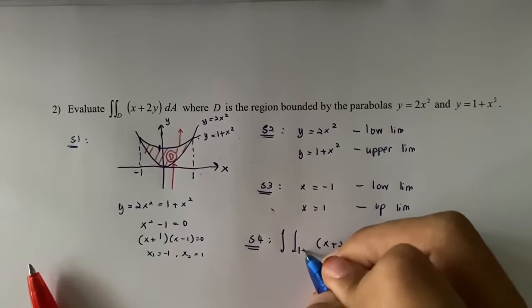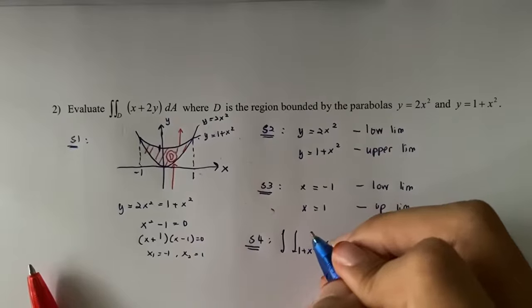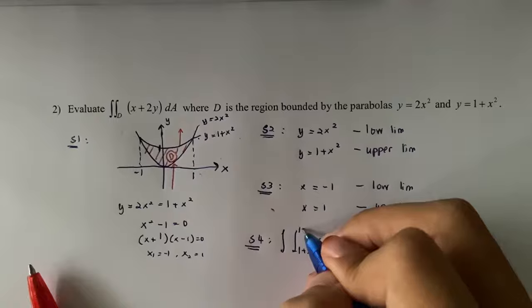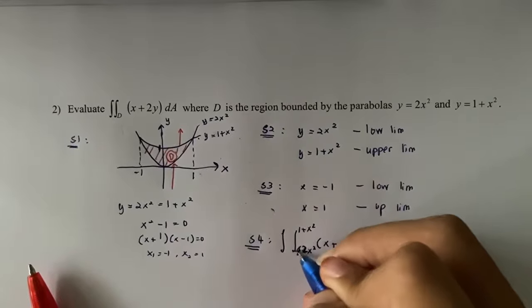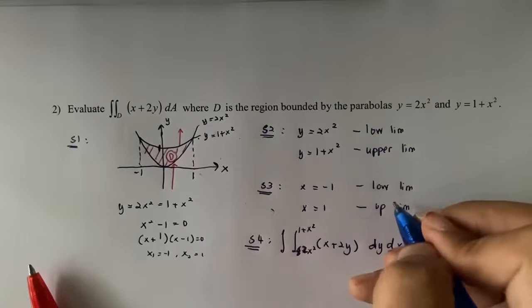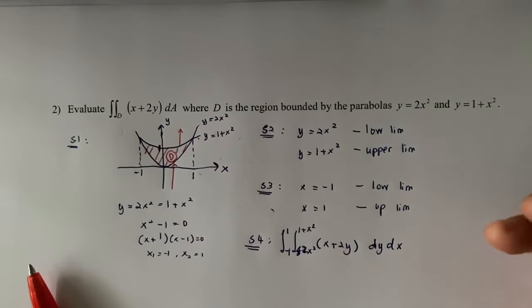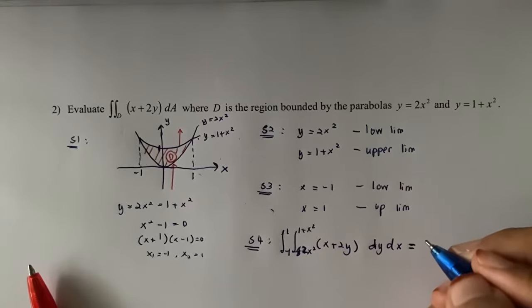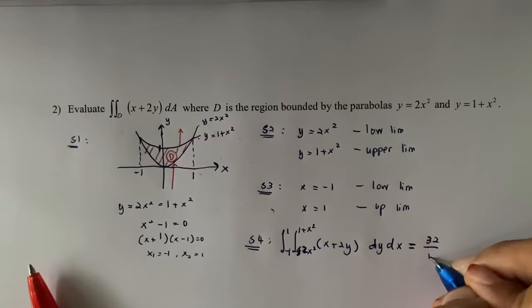So the y upper limit is 1 plus x square. Your lower limit is 2x square. The x lower limit is negative 1. Your upper limit is 1. Okay. So try to solve this double integration, and make sure the last answer is equal to 32 over 5.